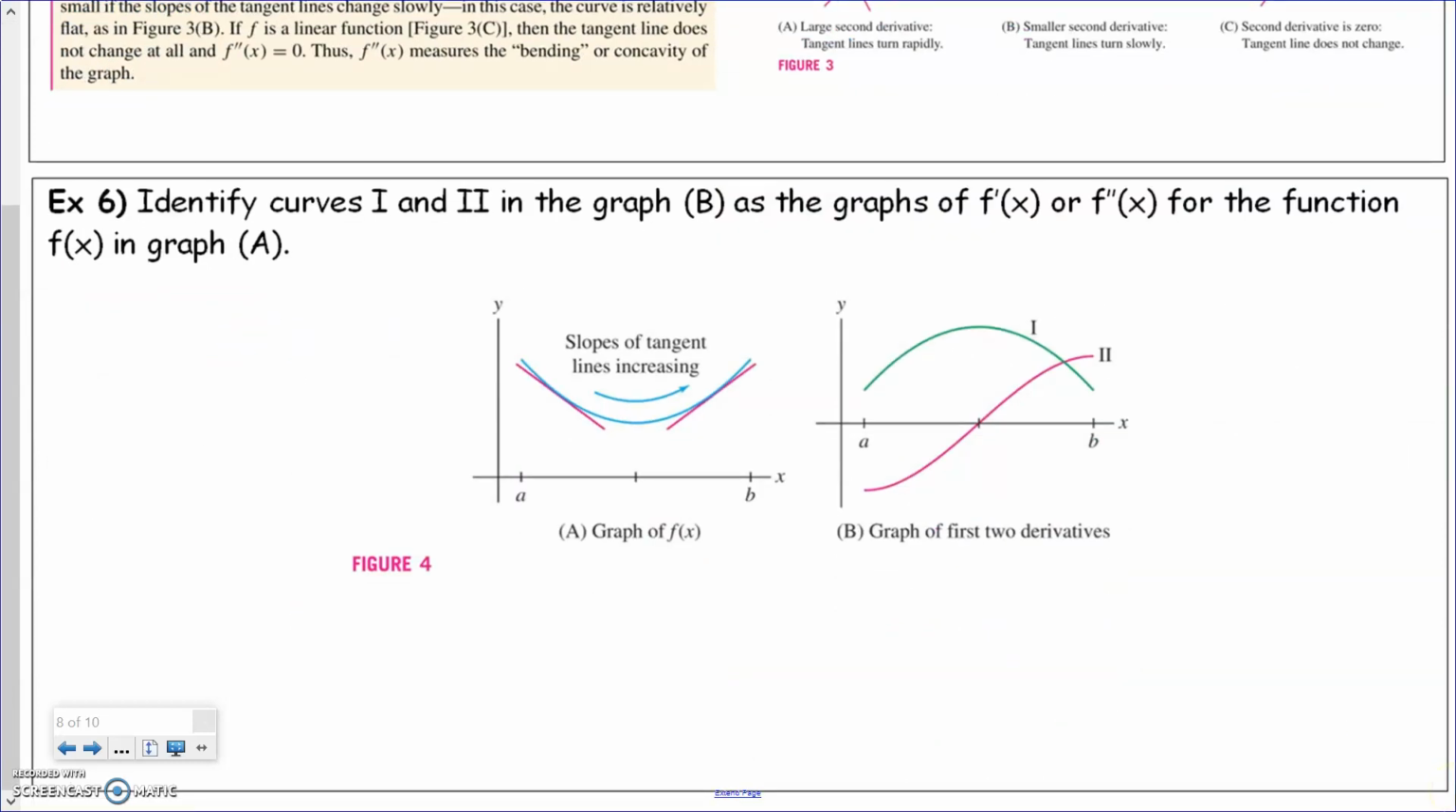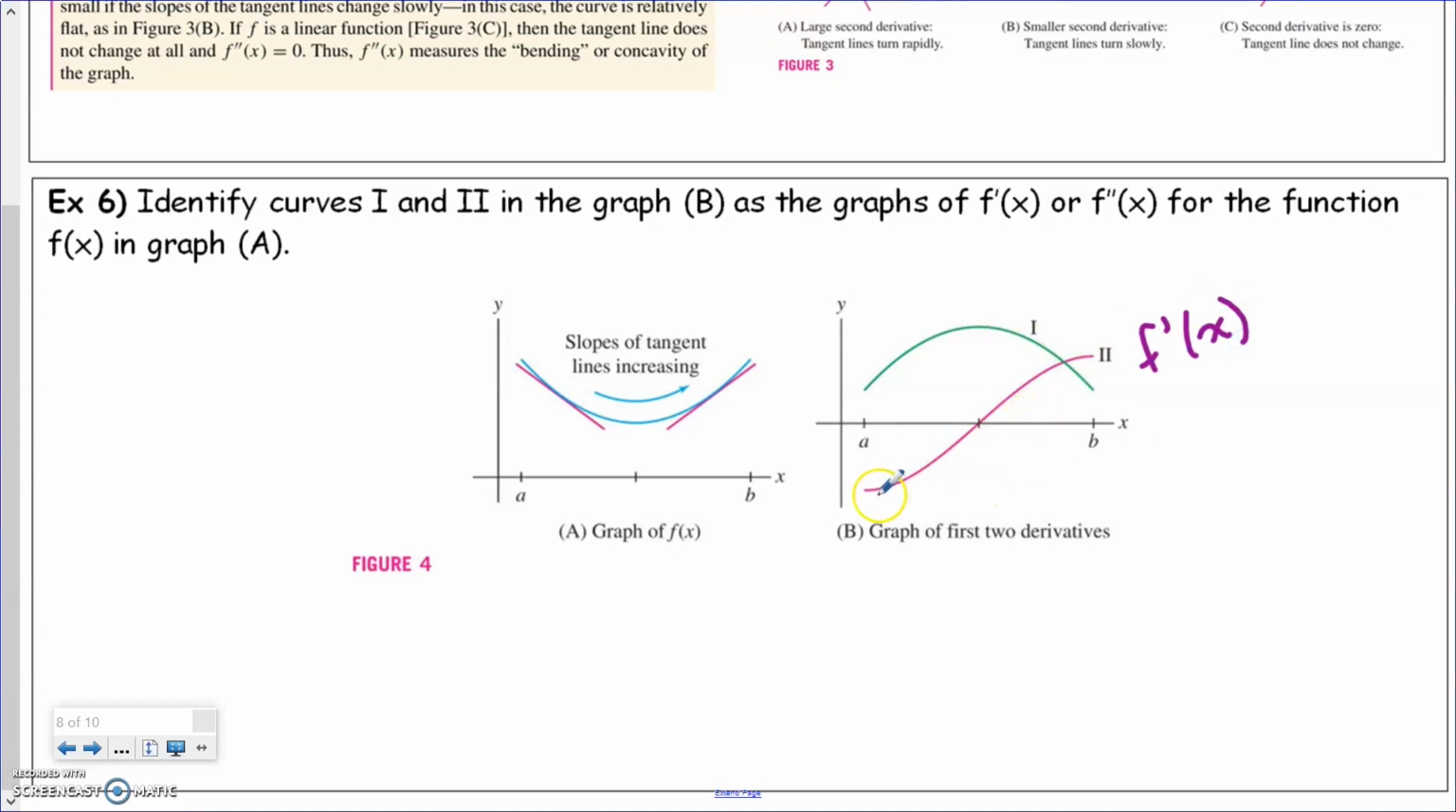Okay, so identify curves 1 and 2 in the graph here in B as the graphs of f prime or f double prime for the function f. So notice in my original function, my tangent line slope is negative, and then my tangent line slope is positive. What that means is my derivative is going to be negative, or below the x-axis, and then positive, or above the x-axis. So this is actually f prime.